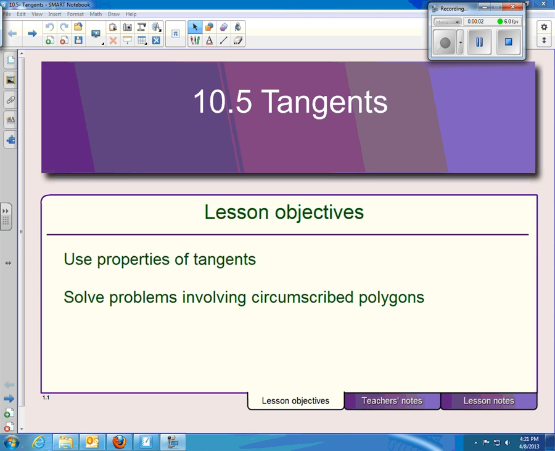Hey there, guys. Today we're going to do 10.5, which is on tangents. Today we're going to use properties of tangents, and we're going to solve problems involving circumscribed polygons. Remember, circumscribed means it's going to be on the outside of our circle.